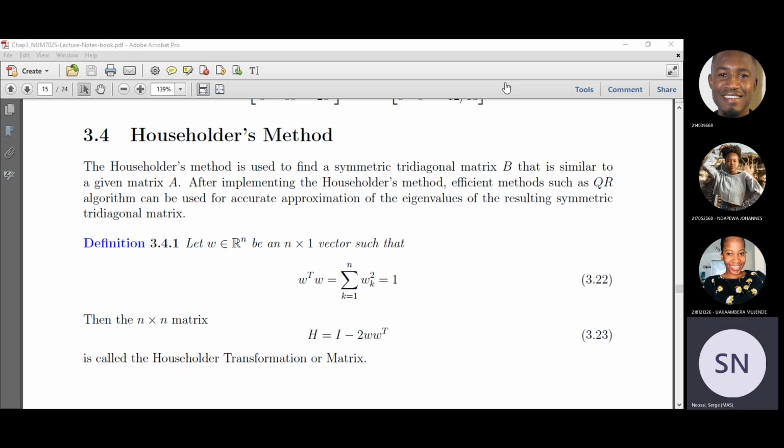So I repeat, Householder's method and Jacobi are still to be covered. So they are not part of the scope of the test this coming Friday. But instead, they will be part of the makeup test or the supplementary test. Okay, this being said, without any further ado, let us dive into the subject of Householder's method.